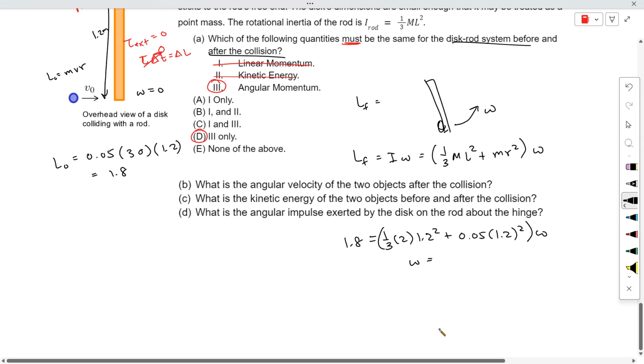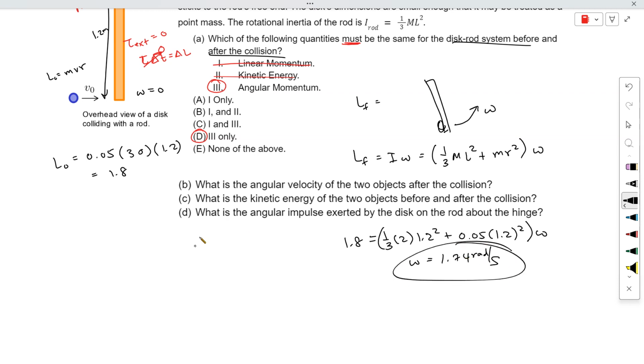Okay, so we're going to do 1/3 times 2 times 1.2 squared plus 0.05 times 1.2 squared. Then 1.8 divided by that, and I get 1.74 radians per second. Now, what's the kinetic energy of the two objects before and after the collision? Well, before, this guy just has some linear kinetic energy. It's just 1/2 mv squared, and it's just this guy that's moving. So 0.5 times 0.05 times 30 squared. This is how much kinetic energy he's got: 22.5 joules.